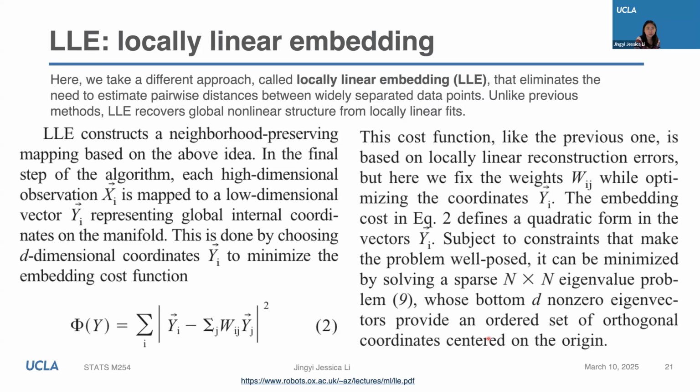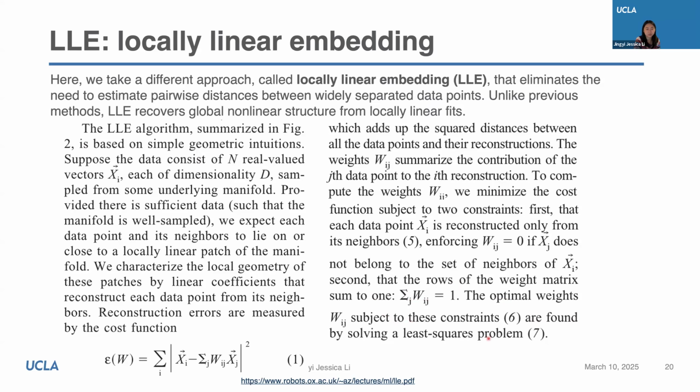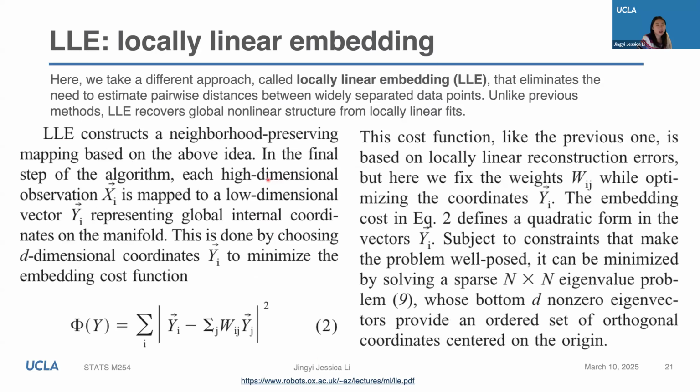Okay, so that's for the original dimensions. We haven't done dimension reduction yet. This is in the original D-dimensional space. Then LLE constructs a neighborhood-preserving mapping based on the above idea. In the final step of the algorithm, each high-dimensional observation xi is mapped to a low-dimensional vector yi, representing global internal coordinates on the manifold.